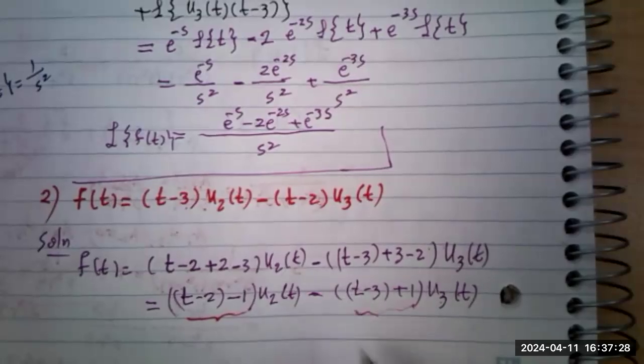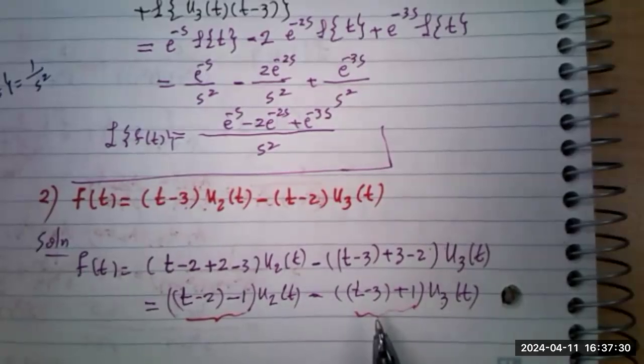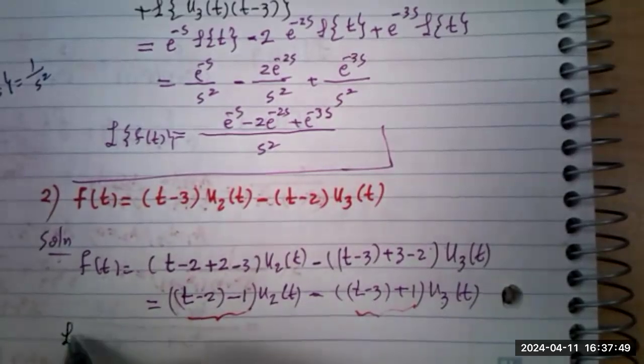Over here is going to be the same thing. t − 3, you call it z. So you have z + 1. So the function over here is going to be z + 1, which is t + 1. And the function over here is going to be z − 1, which is t − 1. Okay? So this is it. What is going to be the Laplace of f(t)?